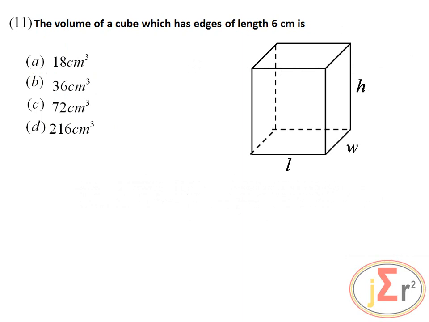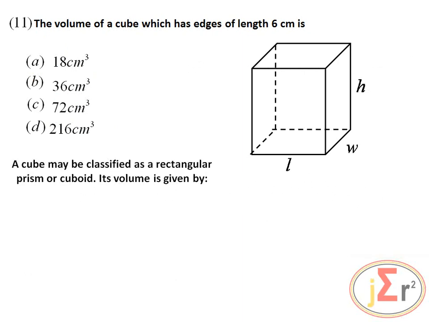The volume of a cube which has edges of length 6 centimeters is, so we have a cube right there and each edge is of length 6 centimeters. What is its volume? A cube may be classified as a rectangular prism or cuboid. Its volume is given by volume is equal to length times width times height, and that is generally the formula that we use for a rectangular prism or a cuboid.